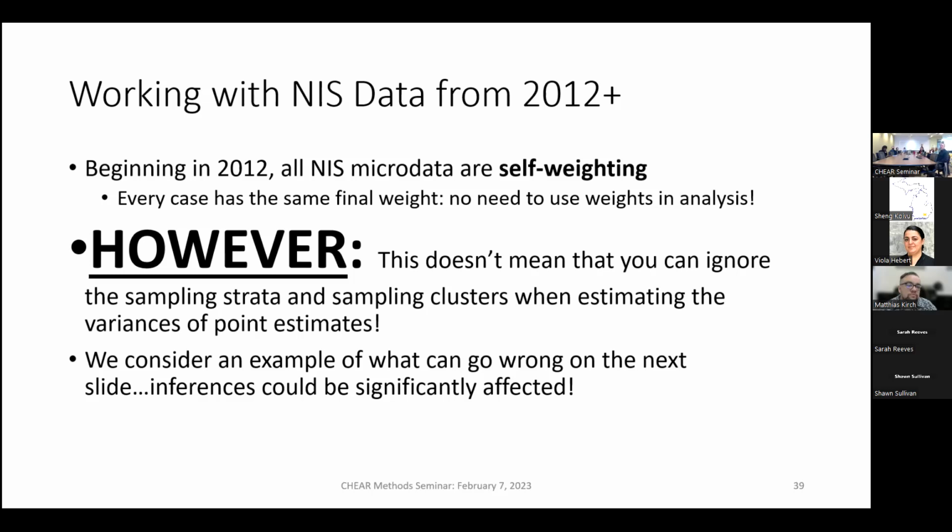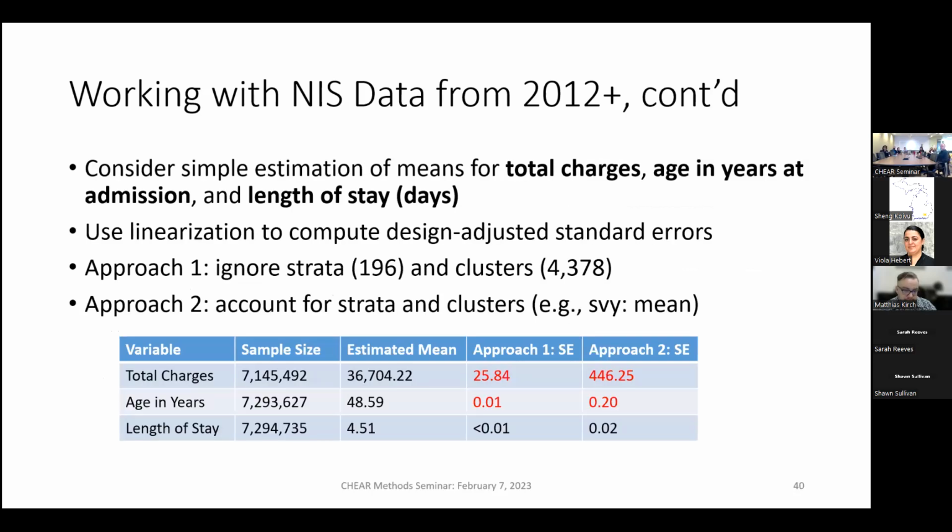Now, just one final comment about the NIS. Beginning in 2012, all the NIS microdata were self-weighting, which means that they came up with a design where there were not differential weights for different individuals. However, and I emphasize the however, that doesn't mean that you can simply ignore the strata and the sampling clusters when estimating variance. Again, the weights don't tell the entire story. So even if it's self-weighting and you don't have to worry about weights in your analysis, you should still account for those features of the sample design. That's a critical thing. So here's what can happen in that situation, okay?